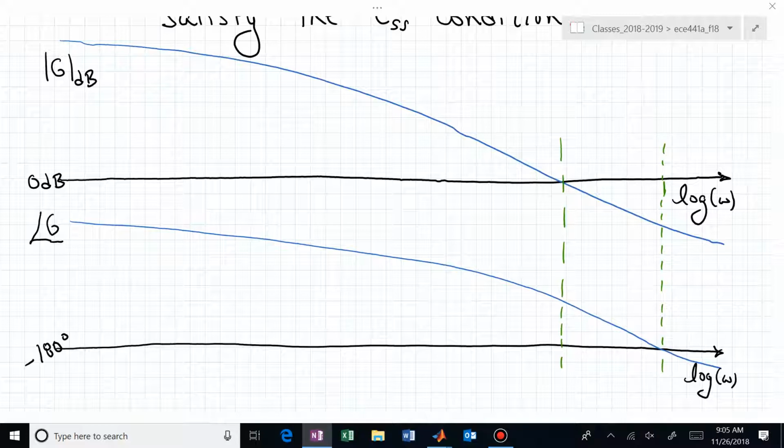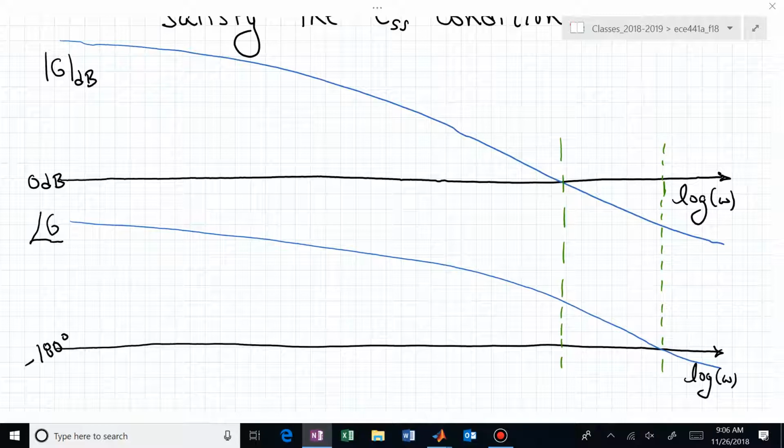That's our gain curve. If you don't remember anything else, it's an omega, a frequency, and it's our gain curve, so it's omega sub g. It's our gain crossover frequency. It's where the magnitude crosses 0 dB, or in an absolute sense, when G has a magnitude of 1.